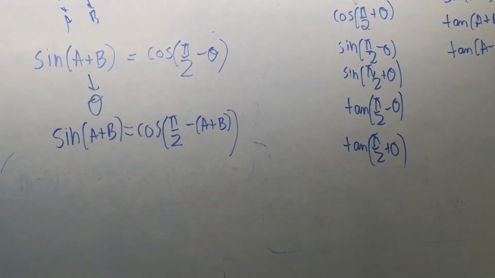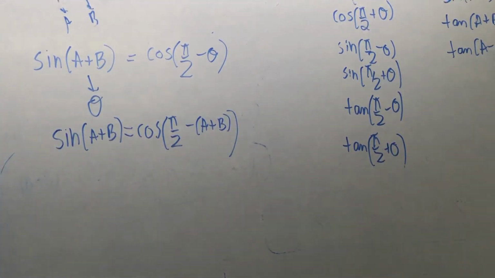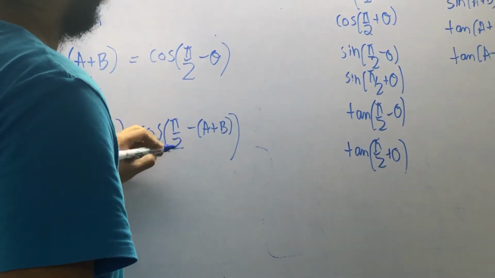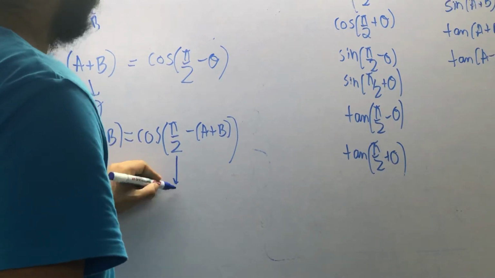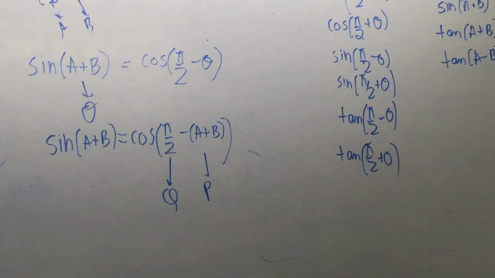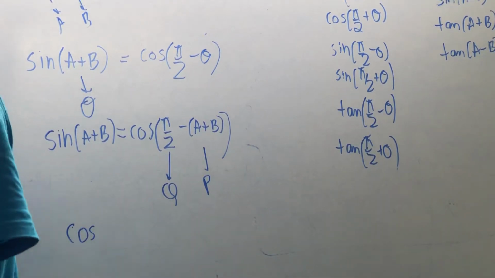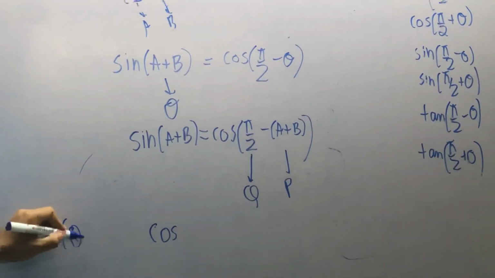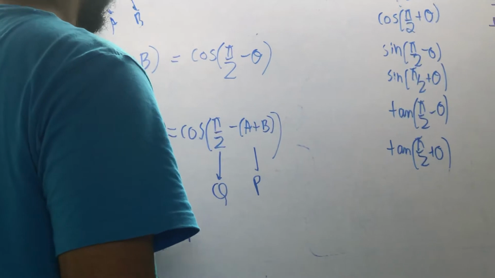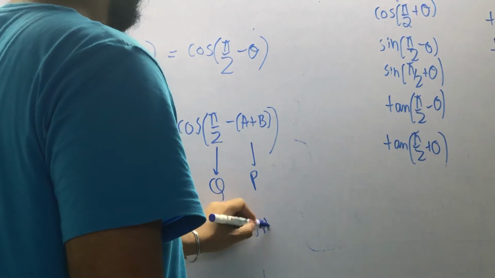Okay. Now, what can you use here? See, if you find the value of this, you will find the value of sin a plus b. So what you will do is just put the value. Just assume this as q and assume this as p. So this is a simple question of cos q minus p. So you know the identity: cos q minus p will be cos q cos p plus sin q sin p.